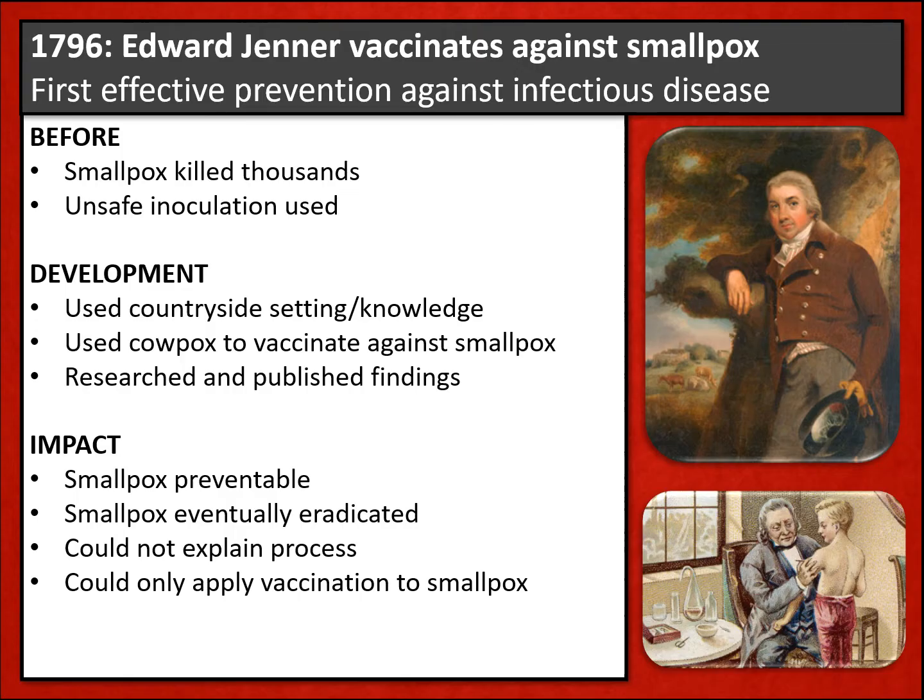However, Jenner did not know about germs. He couldn't explain what was going on. He knew that it worked, but he couldn't explain why. And this limited his importance. It increased opposition to the development of vaccination, and it also meant that vaccination and this technique could only be applied to smallpox. All of the other infectious diseases would not be preventable through cowpox.